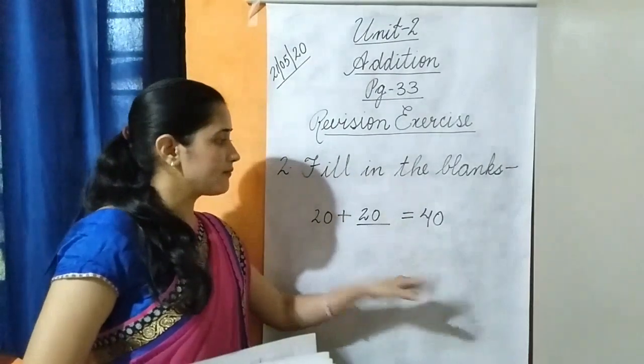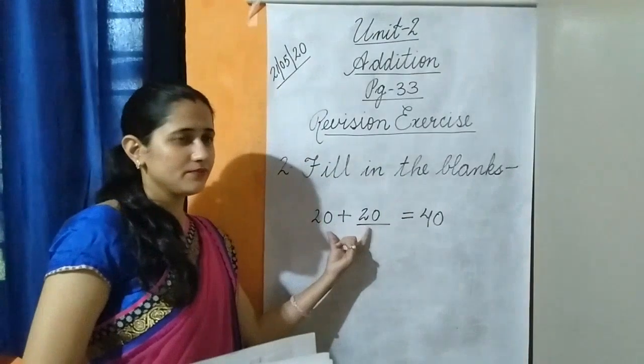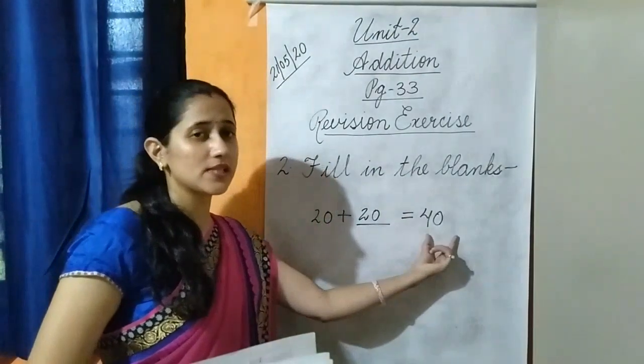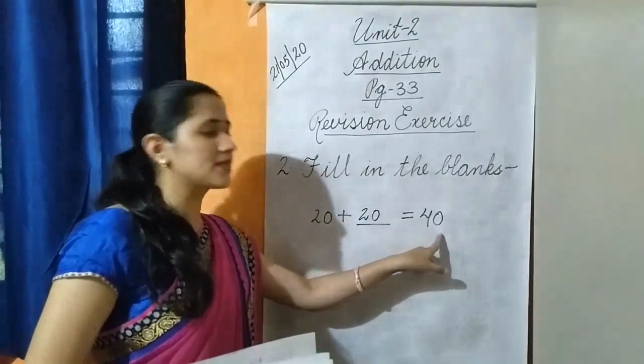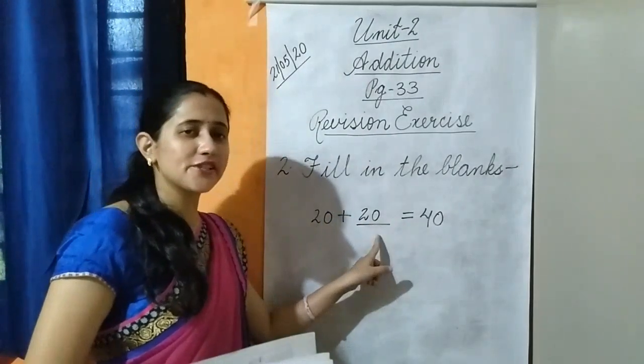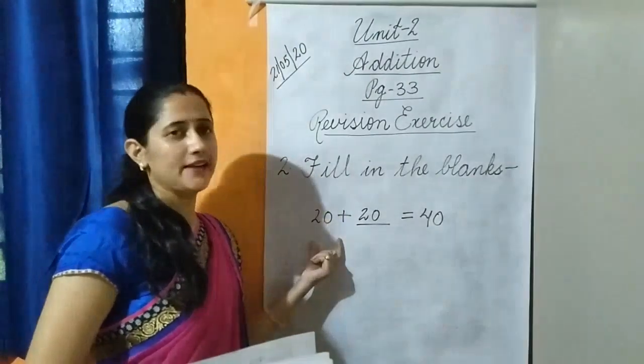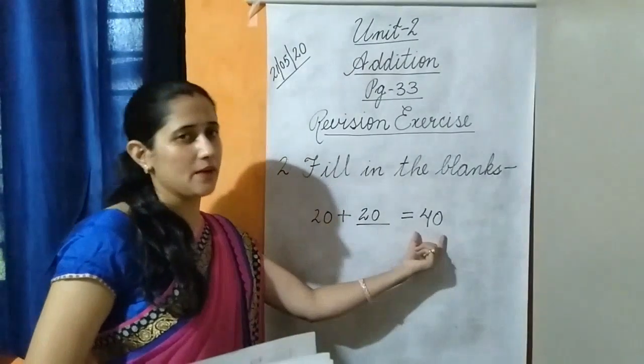If the addends are given, simply you have to add the addends and find out the sum. But if the sum is given and one of the addends is missing, in that case we subtract the given addend from the sum. Okay.